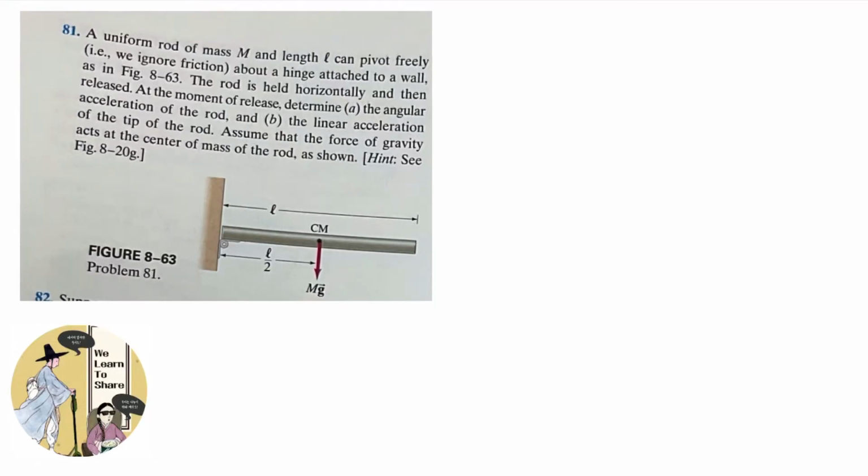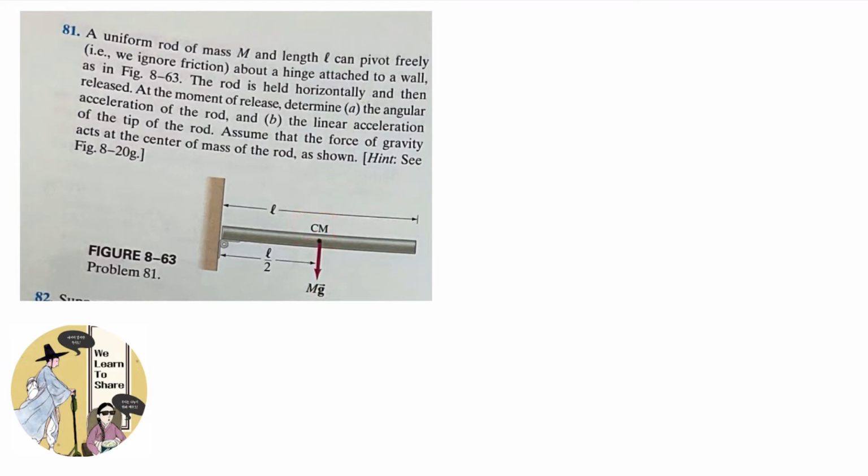In this video, we're going to cover this question from chapter 8, rotational motion. So let's read the question. A uniform rod of mass m and length L can pivot freely about a hinge attached to a wall, as in figure 8-63. The rod is held horizontally and then released. At the moment of release, determine A, the angular acceleration of the rod, and B, the linear acceleration of the tip of the rod. Assume that the force of gravity acts at the center of mass of the rod from the CM as shown.